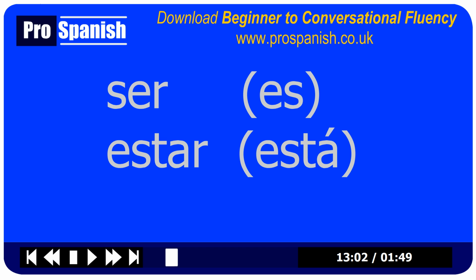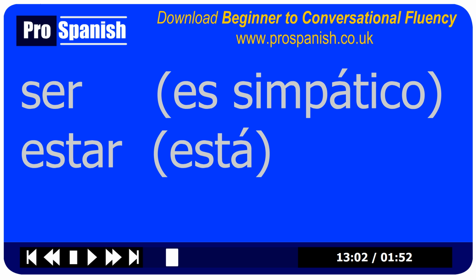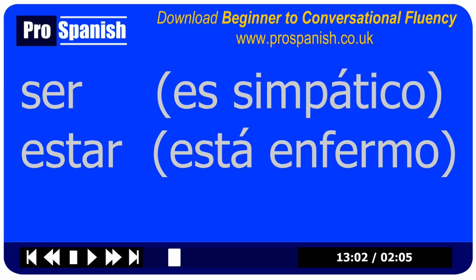So, for example, we can say es simpático. He's nice, or he's friendly. And we can say está enfermo. Enfermo, a bit like infirm, so ill. Está enfermo. So es simpático and está enfermo. So again, we're going to use es for ser and está for estar.